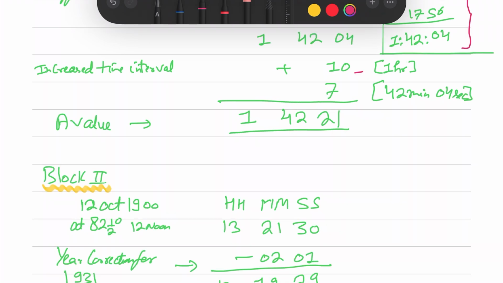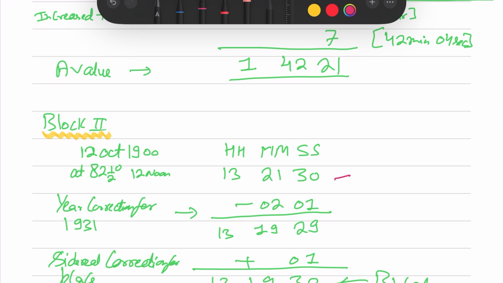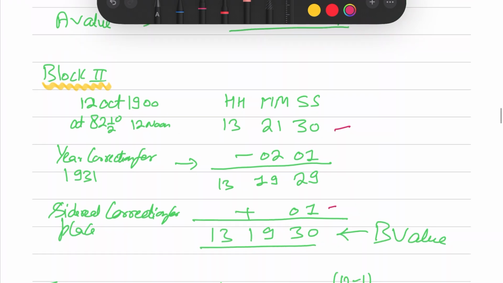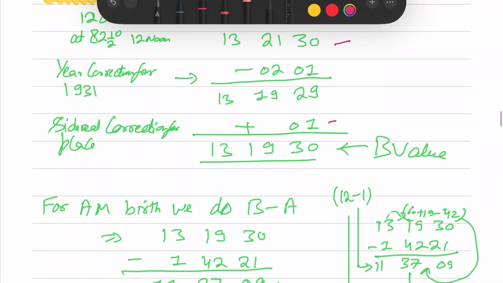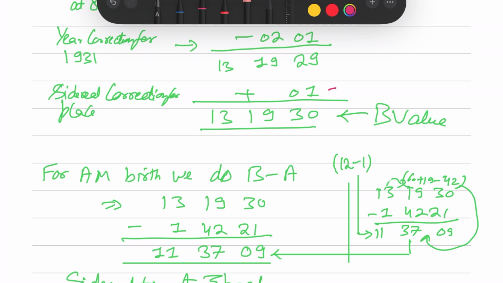For calculation of block 2, we take 12 October 1900 at 82 and a half at 12 noon. So the value is 13:21:30, and for year correction for 1931 it is minus 2 minutes 1 second. We subtract it from here, and the sidereal correction for the place is 1 second. So we add it. So we get the B value as 13:19:30. Since it is an AM birth, we'll do B minus A. B minus A: 13:19:30 minus 1 hour 42 minutes and 21 seconds. So after subtracting it, we get 11 hours 37 minutes and 9 seconds.